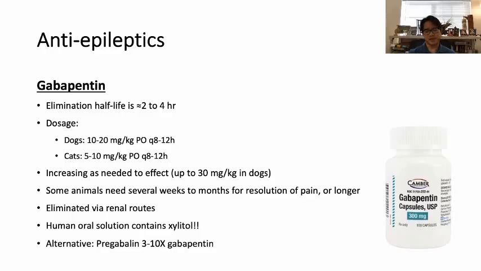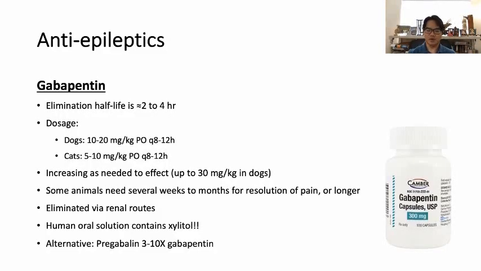And some veterinarians have even tried increasing to 50 mg per kg in order to see some analgesic effect. But I would not go straight to a high dose. I would start with a low dose, and you might increase by 5 mg per kg every 2 weeks or every 4 weeks until you see the optimal result. Some animals may need several weeks to months for resolution of pain, or sometimes even longer.